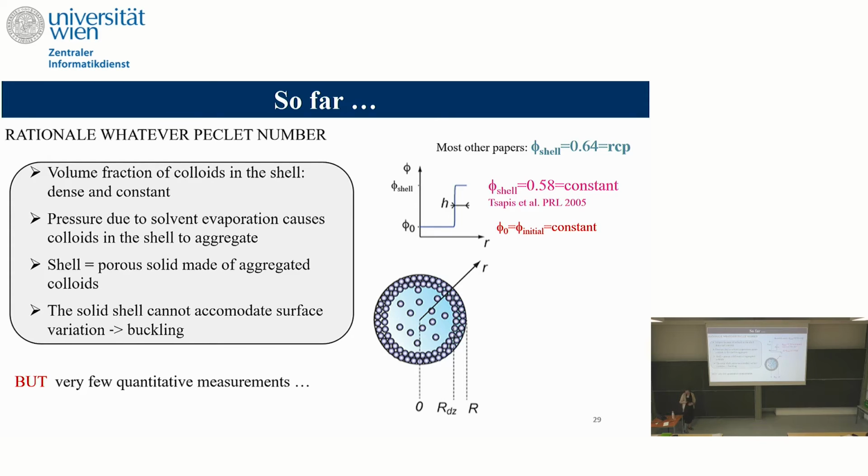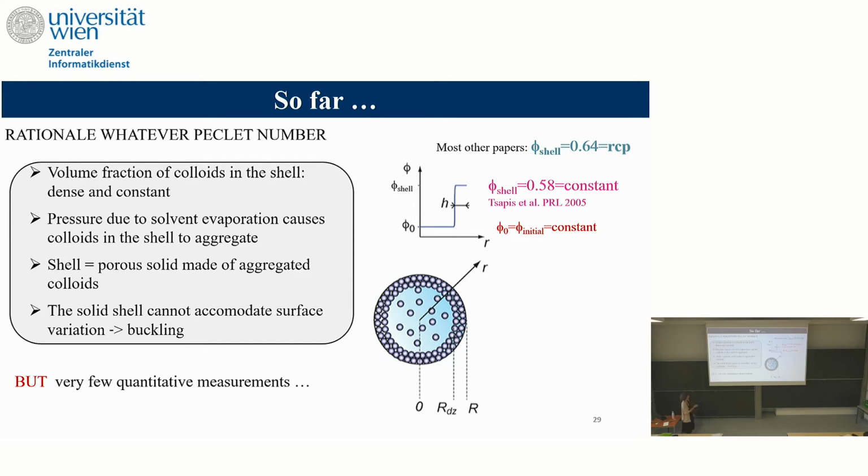Okay, so this is what has been proposed for this Leidenfrost experiment. Basically, let me just repeat it. You have a strong force between the particles, so you have some attraction. So your shell becomes solid with pores. And because it's solid, it cannot accommodate any more surface variation, and therefore you have buckling.